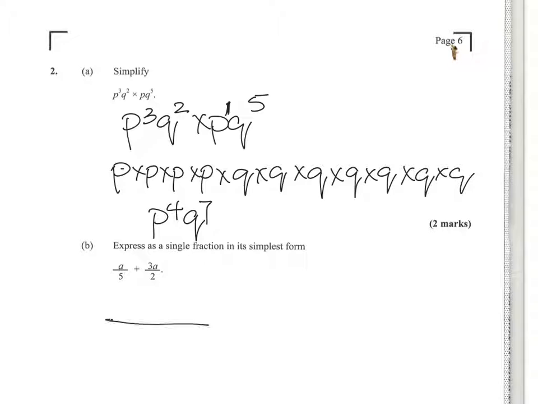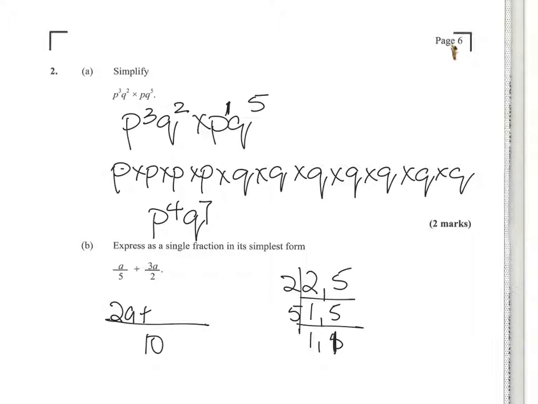For this one we find the LCM. The LCM of 2 and 5, the lowest common multiple, is 10. So 5 into 10, 2, 2 by a, 2a, 2 into 10, 5, 5 by 3 is 15, 15a, and we add it together and we get 17a over 10, and we stop there.